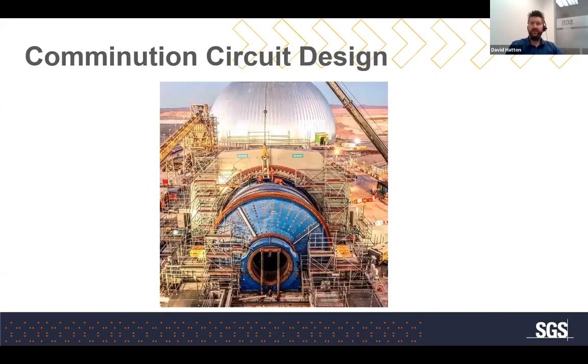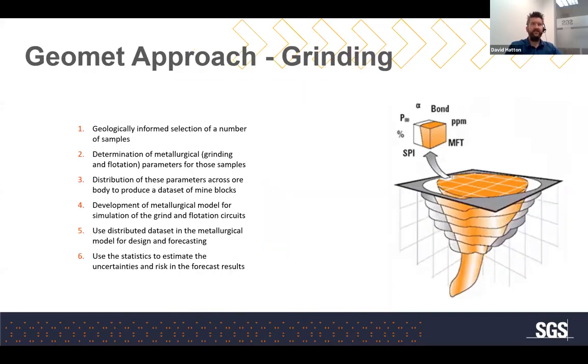So getting into the comminution circuit design, there's a quick picture of the mill. So doing this, we adopted our standard geomet approach. I've got the 6 steps listed there. So we did a geologically informed selection of a number of samples. Hopefully you were all listening yesterday to Jan and his presentations. He did some excellent presentations there to illustrate how we do that.